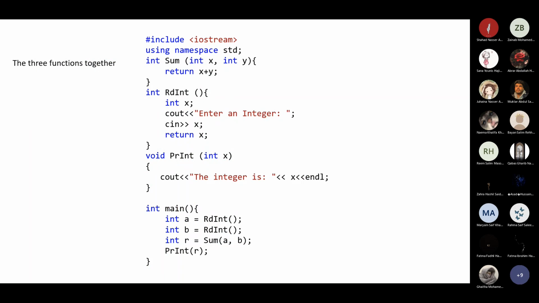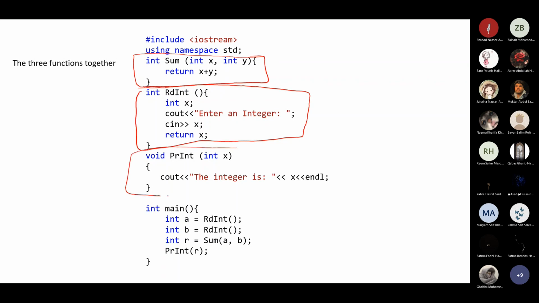Now, after we wrote the functions, let's club them in one program and use them. This is the first function. And this is the second function, read integer. And this is printing the result. See now what I'll do. I'll use it in the main function. Integer a equals read integer. It will go there. Where's read integer? This is read integer.